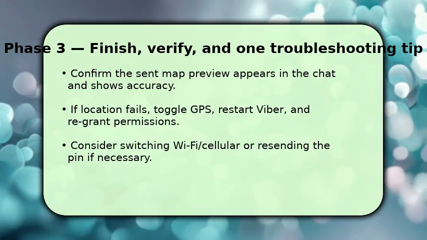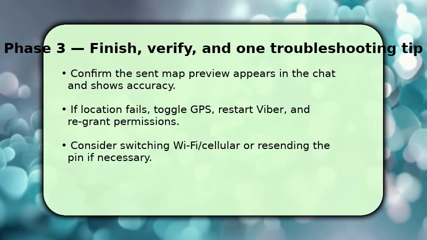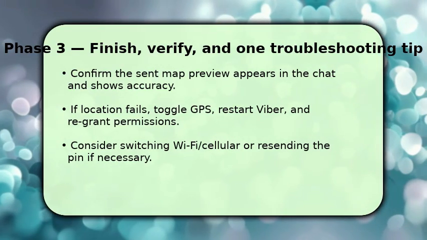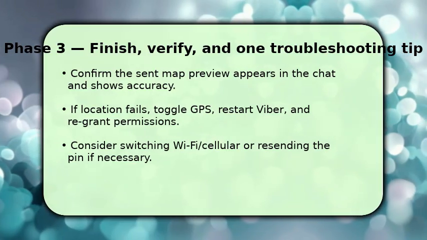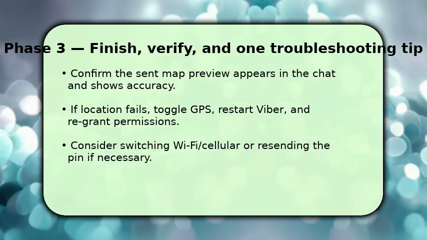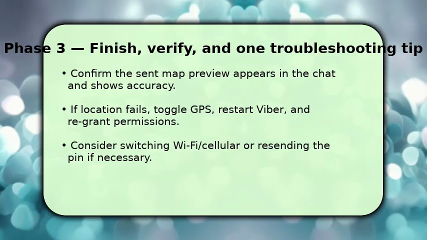Make sure location permission remains allowed and that you have network access. Switch Wi-Fi or cellular if needed. If accuracy is poor, move to an open area for a better GPS fix and resend the location. This resolves most issues quickly and reliably.